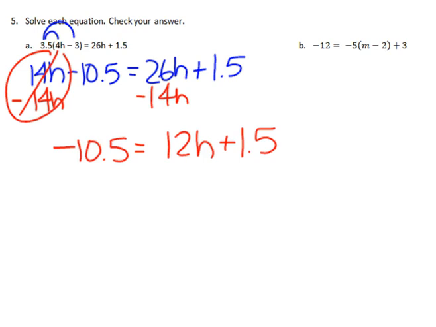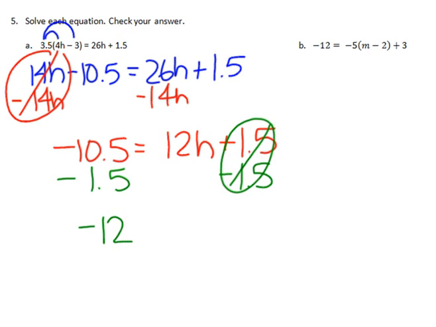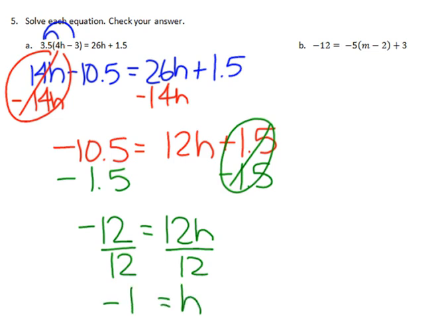So we'll have negative 10.5 equals 12h plus 1.5. And now I can deal with the constant and subtract 1.5 from each side. So that's a 0 pair. Left side is going to be negative 12. And then final step is divide both sides by 12. So negative 1 equals h.